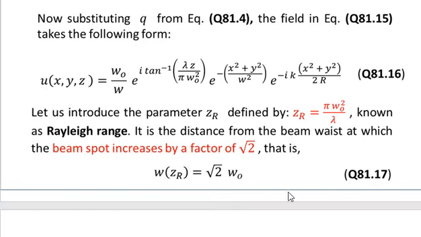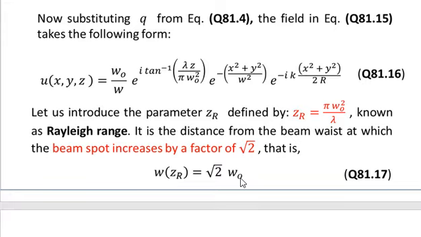It is the distance from the beam waist at which the beam spot increases by a factor of square root of 2. That is, w of zr, the radius of the beam at a distance zr, is equal to square root of 2 multiplied by w naught. And w naught, you know, is the radius of the beam at the beam waist position.